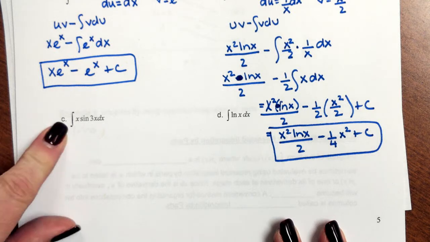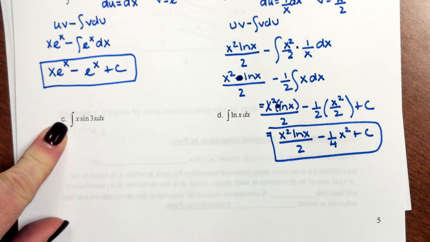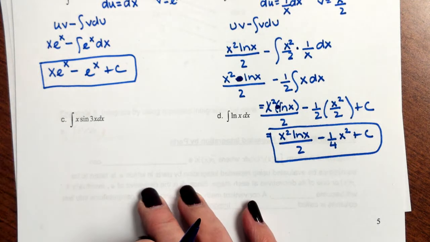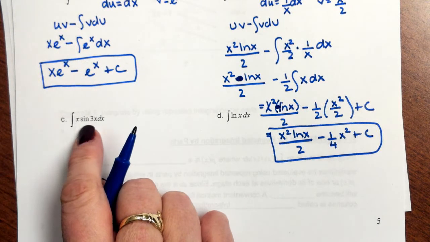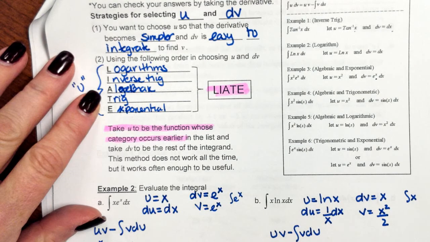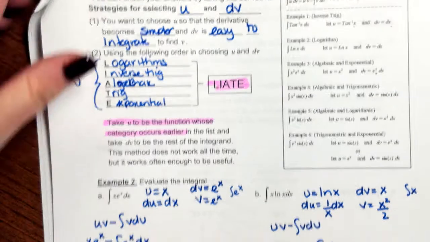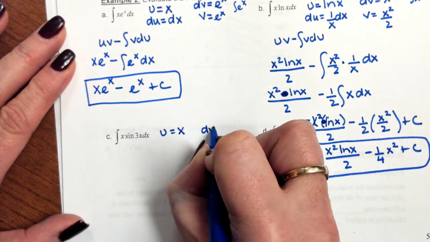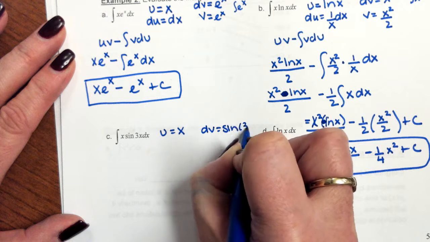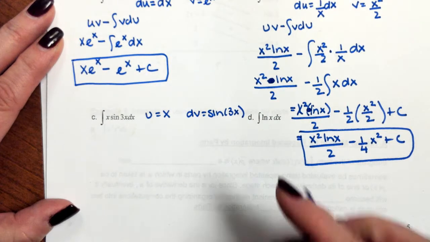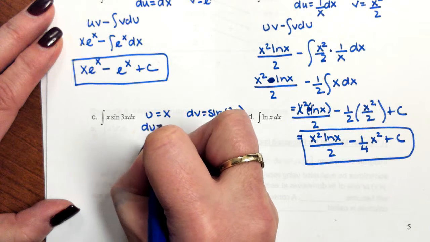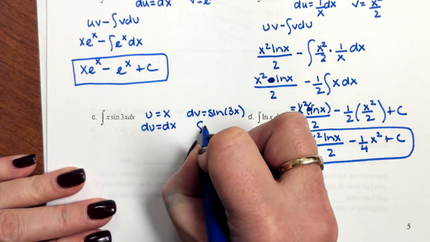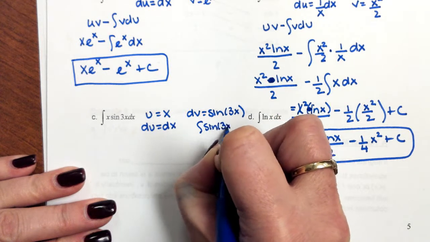So for C, notice the two functions you have. You've got an algebraic function and you've got a trig function. So in the word LIATE, you've got the algebraic function comes before trig. So I'm going to let u be equal to x. My dv will be equal to the sine of 3x. So when I differentiate x, my du is just going to be my dx. Now be careful when I have to integrate sine of 3x. I have to do a u sub.